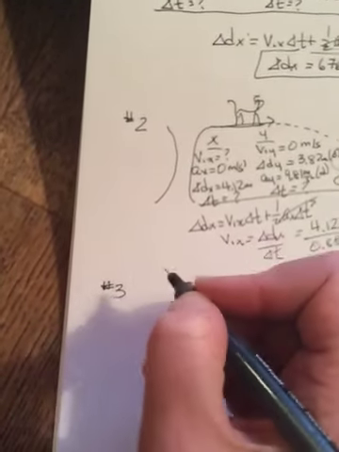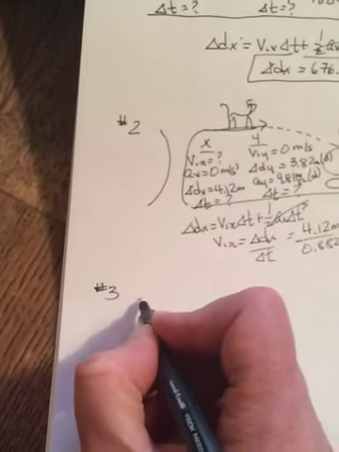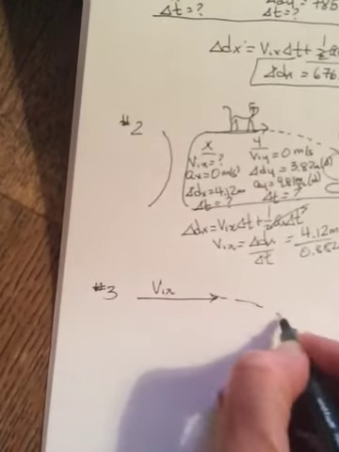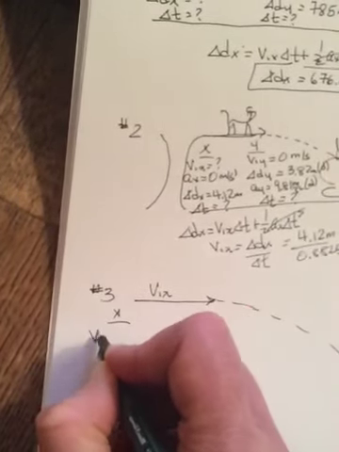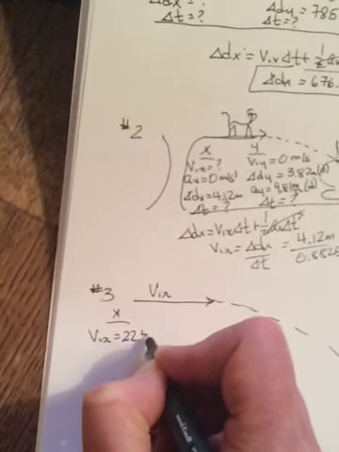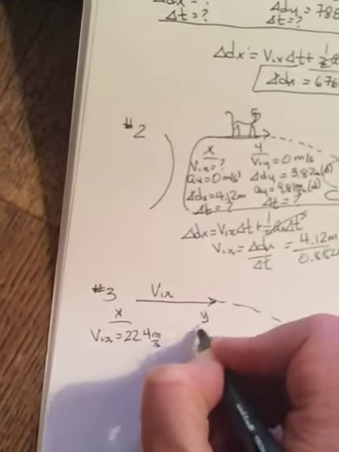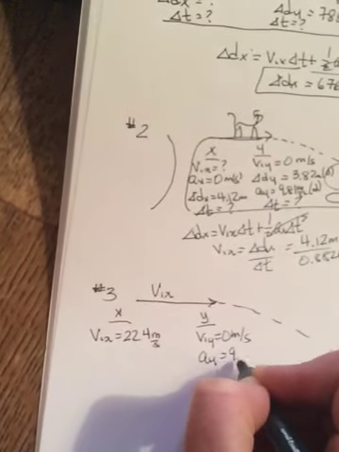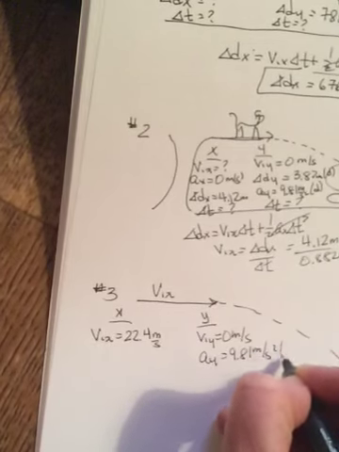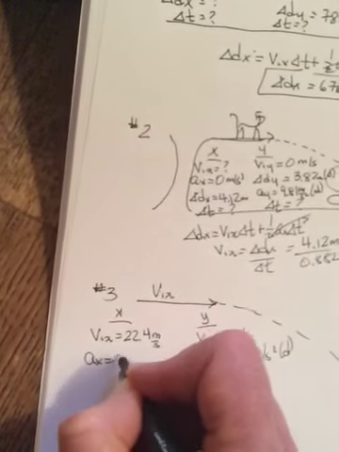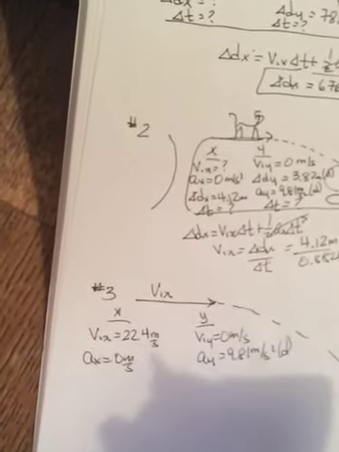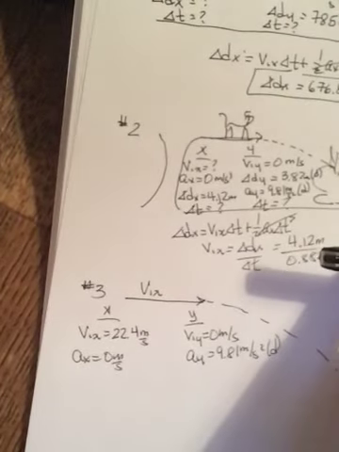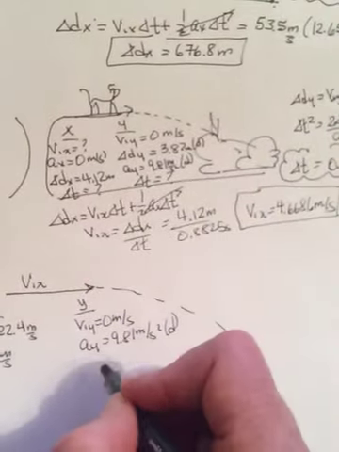Number 3. A skier leaves a ski jump with a horizontal velocity of, so you have a vix again. And so in the x direction, our vix is 22.4 meters per second. Our viy is 0. ay is 9.81 meters per second squared down. ax is 0. And it says if the landing point is 78.5 meters lower than the end of the ski jump, what's the horizontal distance and what's the final velocity?